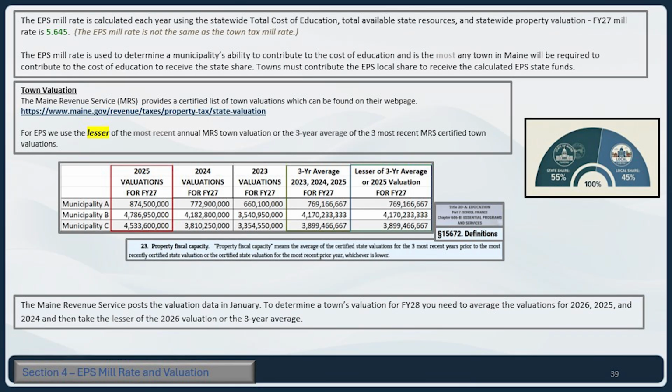The Maine Revenue Service posts these every year in January. So if you want to look at your 2026 valuations from the Maine Revenue Service, just go to their site. It's already posted, and you can see that amount. And then look at whether the current 2026, or the 3-year average of the 3 most recent, is less. And that will be the valuation that we will use in FY28 to determine your ability to contribute. Keep in mind there are going to be changes in FY28 that Paula will talk about in a little bit, so that will affect how this is calculated.